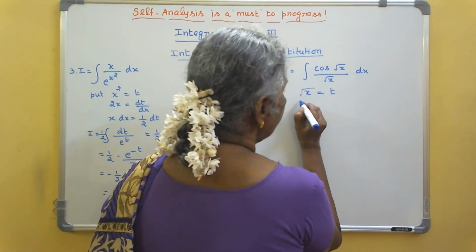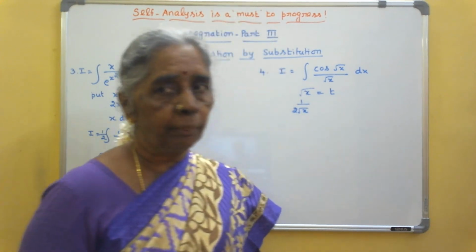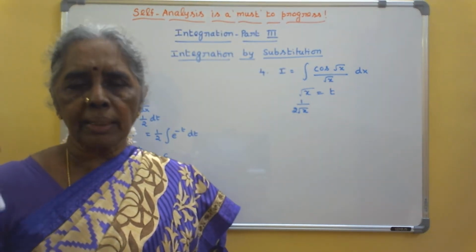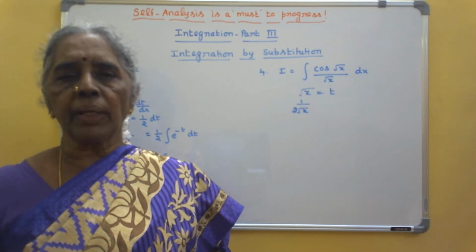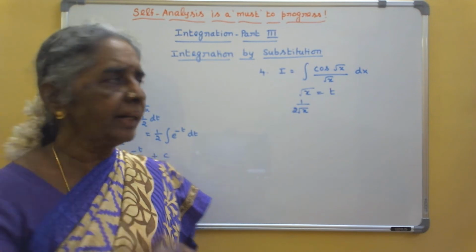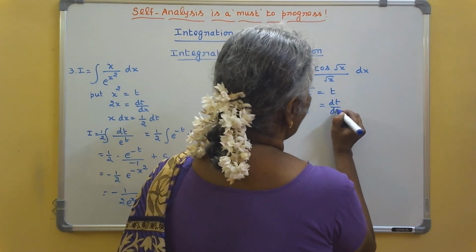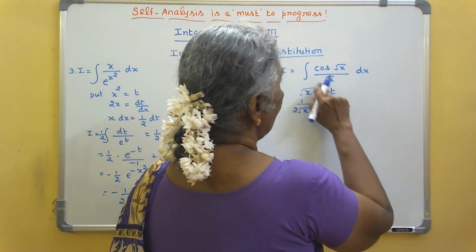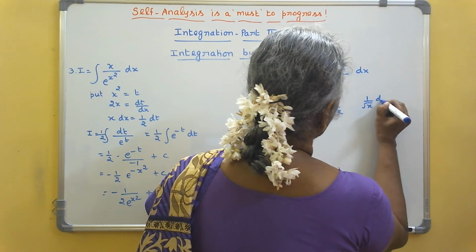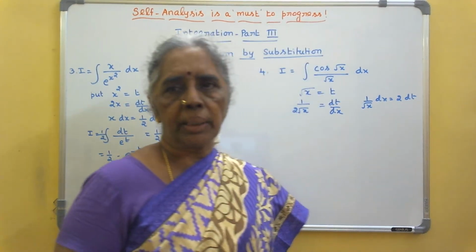If you differentiate, you will get 1 by 2 root x. Do you remember how you get 1 by 2 root x? In differentiation we have studied all these things. Root x is x power half. So when you differentiate, it is half into x power minus half, which you can write like 1 by 2 root x. That is equal to dt by dx. Now you want only 1 by root x dx. So you can write 1 by root x dx will be, the 2 will go here, you will get 2 dt.